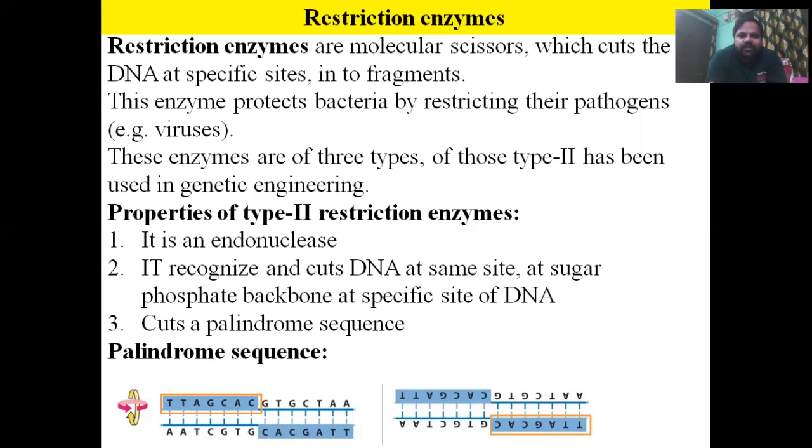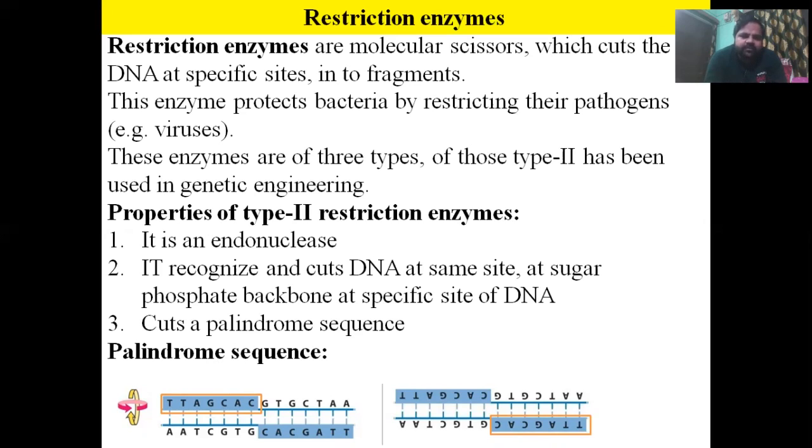These are the enzymes, and on the basis of their characters, they are of three types. But out of those, type 2 has been used in genetic engineering or molecular biology experiments. So first we will see the properties of type 2 restriction enzymes. The first thing is it is an endonuclease. Endonuclease means it cuts the DNA inside the DNA fragment. It will not cut the DNA at the terminal end.